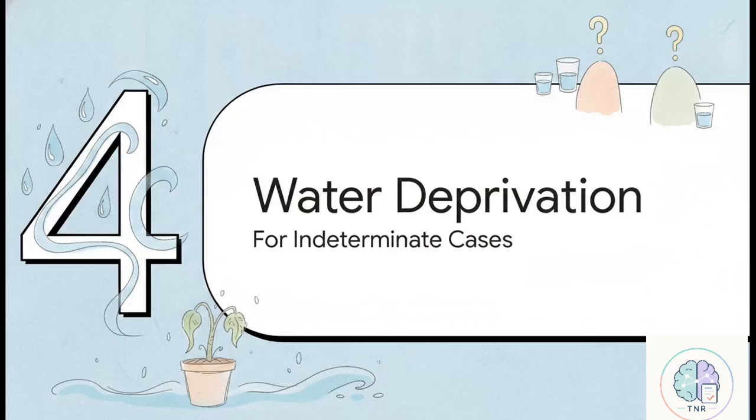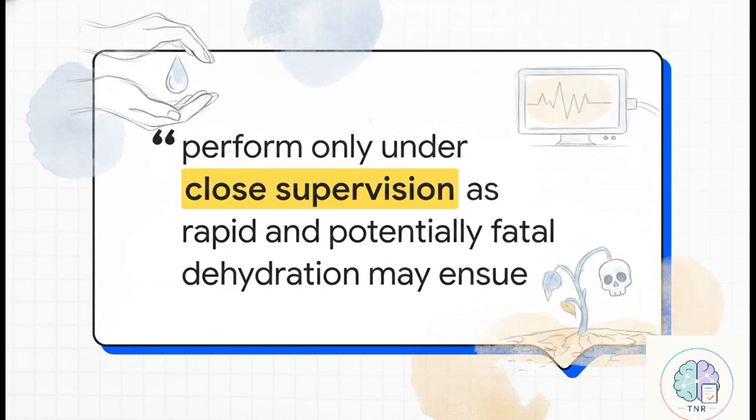Section 4. Water Deprivation Protocol. All right, before we list the steps, we absolutely have to address this critical warning directly from the source texts. Caution. You must perform this test only under incredibly close supervision. In patients with true DI, depriving them of water can lead to rapid and potentially fatal dehydration. The stakes here are incredibly high, and it's exactly why this protocol is so strict.